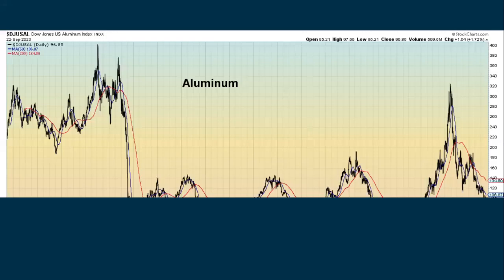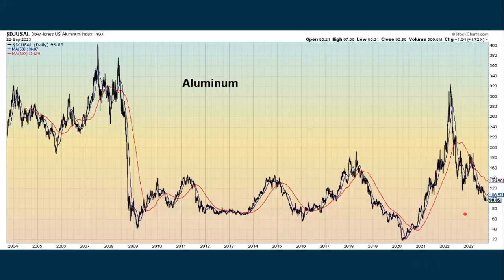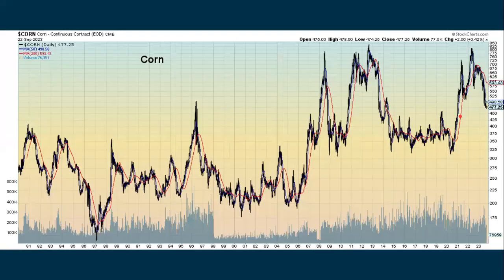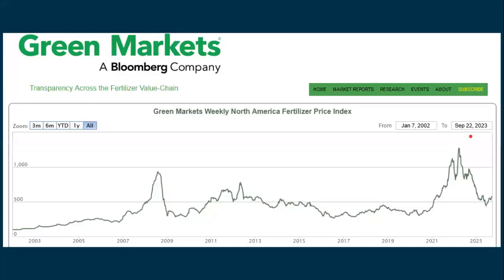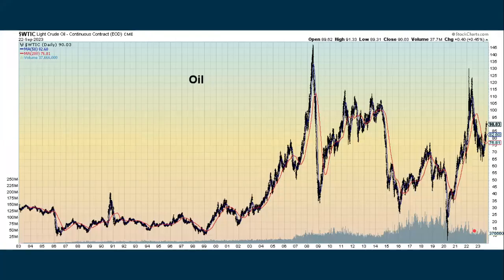Some other markets that we don't really watch all that close, but it's good to keep an eye on these about once a week or so. We have aluminum, which is in a downtrend, corn, which is in a downtrend, wheat, also in a downtrend, fertilizer, which is coming back up, but is still in a longer-term downtrend.